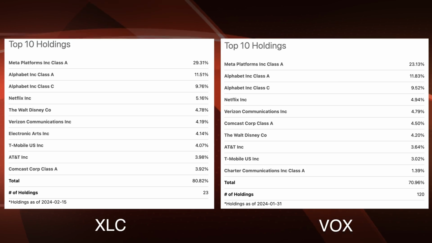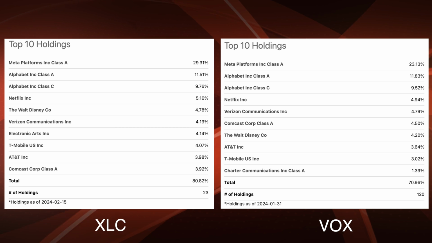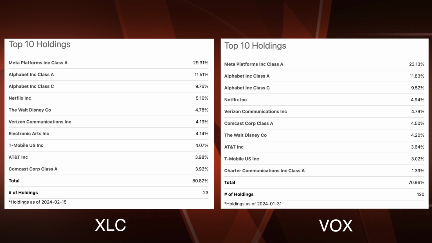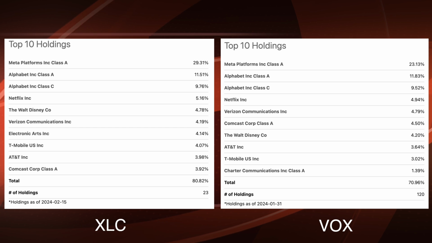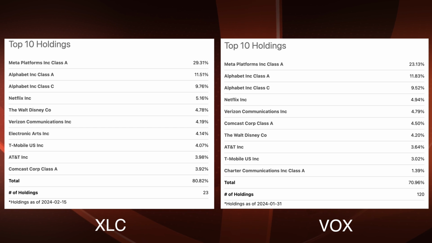Two very similar ETFs with similar results, similar expense fees, and what you're about to see, similar holdings. Let's take a look at those top holdings. Beginning with XLC, top holdings include Meta, Alphabet, Netflix, Walt Disney, Verizon Communications. For VOX, it's Meta, Alphabet, Netflix, Verizon, Comcast, and Disney.